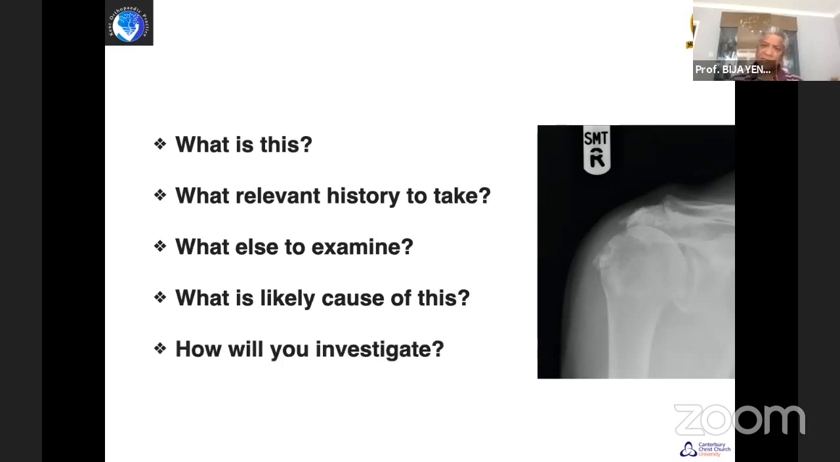Now, how are you going to investigate this? Clearly, the investigation is not just for the shoulder, it's for the patient as a whole. So for initial management of this patient, I think a plain X-ray, this is enough information. You would say that at this stage, you would start non-operative intervention to begin with.